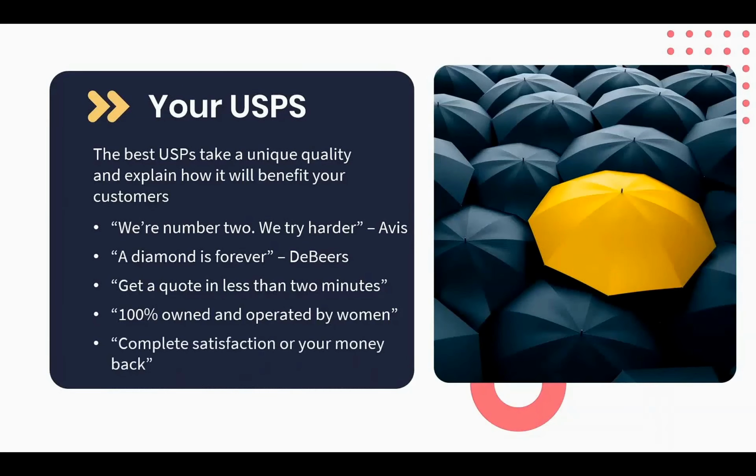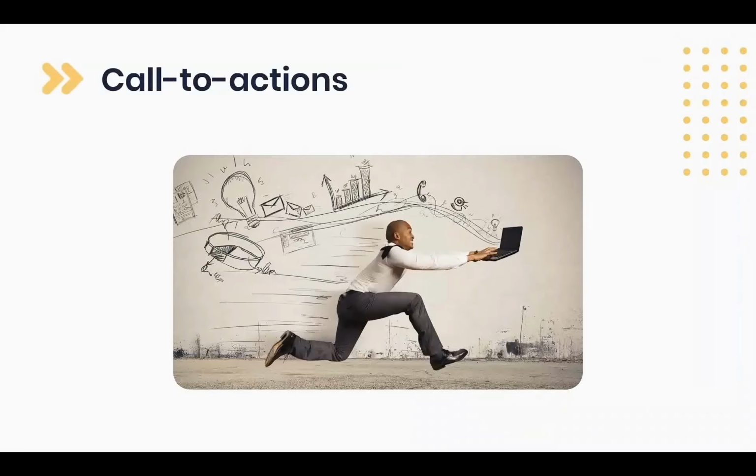Even saying "complete satisfaction or your money back" could be effective. I know it's not necessarily unique, but if you find ways to say that in different ways, then it can be very, very beneficial, especially if customers realize that if they aren't happy with something, then they can just return it for a refund or replace it, etc. That makes a difference. Then there is your CTAs, your call to actions, and these are different to your USPs.